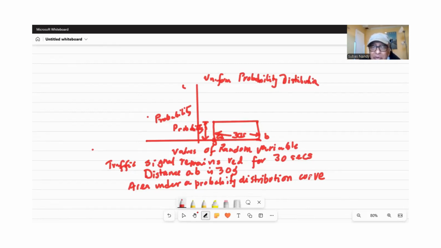So the area under a probability distribution curve is always 1.